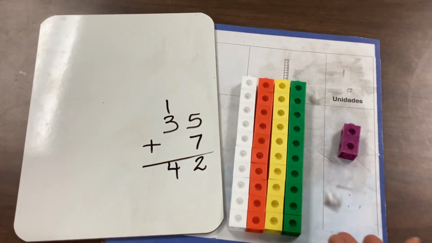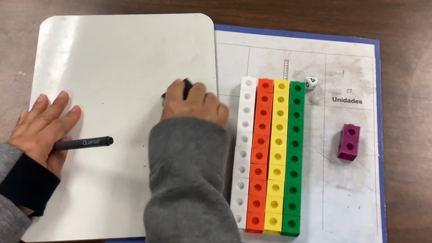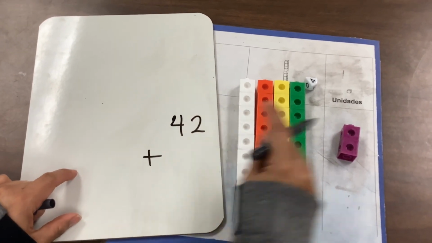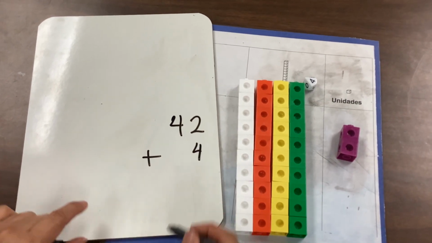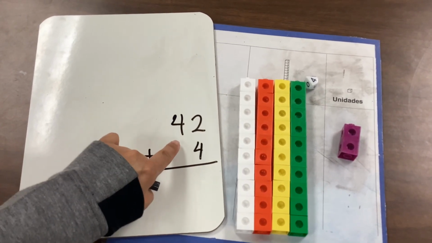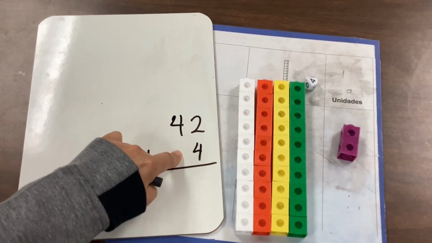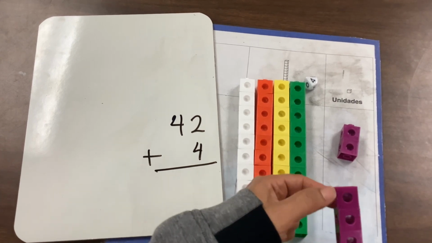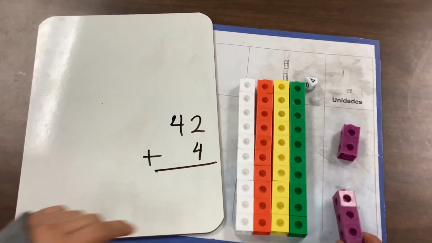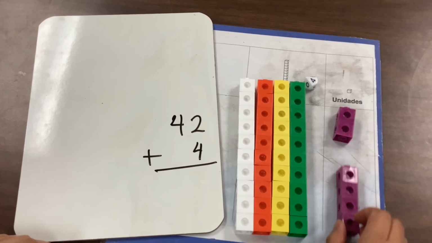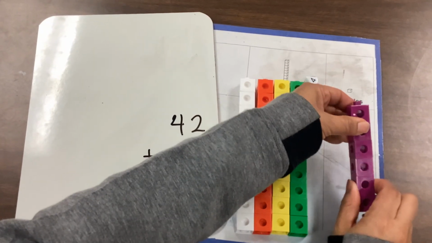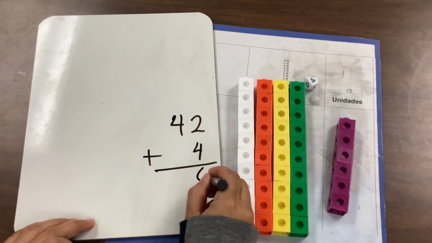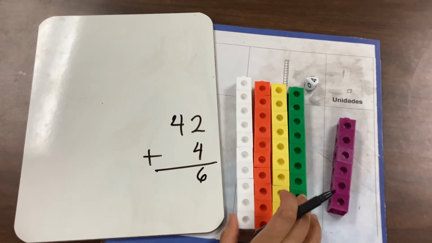And I can continue rolling my dice. I have 42 to start. 42 plus 4. Again, this is not 40. If it was 40, it was going to be here. But this is not 40, this is 4. So it goes in the ones place. And then I take my 4. 1, 2, 3, 4. So I had 2. I put 4 more. I add them. And then I have 4, 5, 6. I have 6 ones, and I still have my 4 tens.